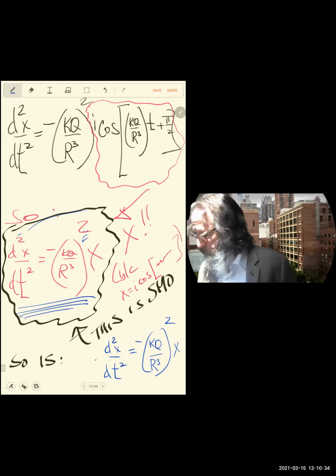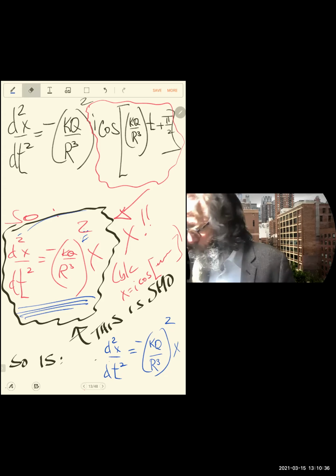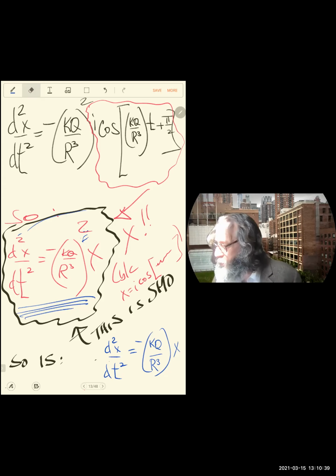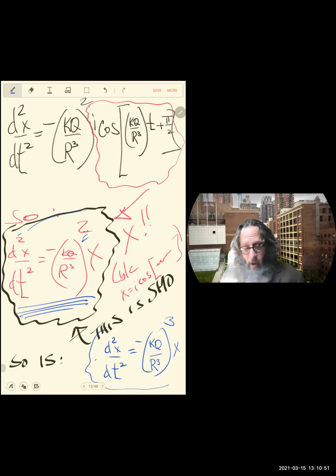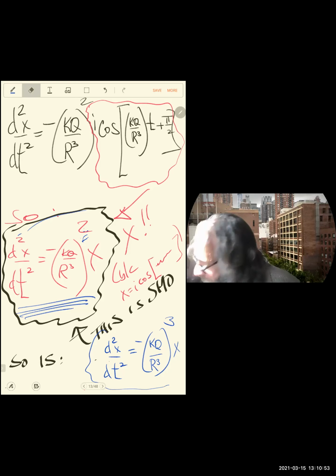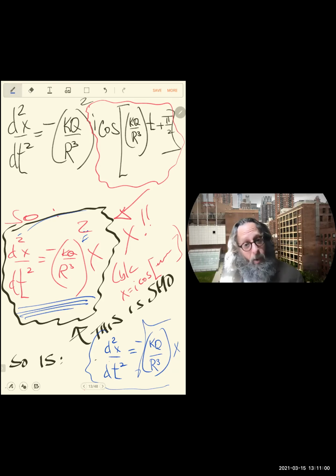My whole point is, this would have been true, I'm saying this too, down here in blue. This is not what we got. But if we had gotten that, that also would be a harmonic oscillator. Actually, if we had gotten cubed here, it would be a harmonic oscillator. Actually, if we had gotten 1/2, in other words, this whole thing could have been square rooted and it would still be a harmonic oscillator.